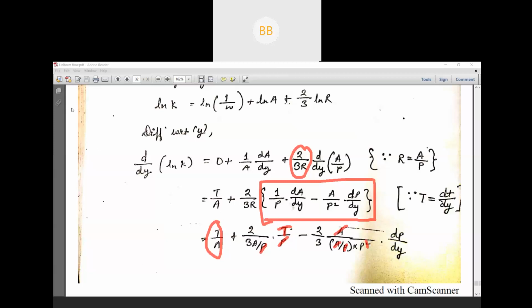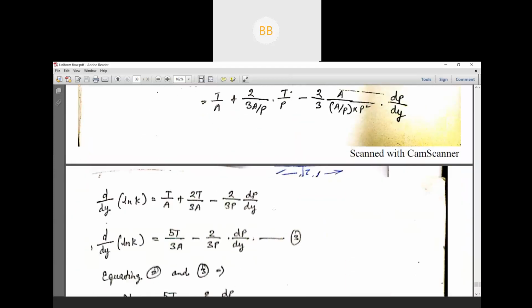Let's see what the next expression will be. This will be the same, left hand side t by A will be there, then this p will be cancelled out, and it will be left with 2t by 3A. Minus, this A is cancelled out, this square and this p will cancel out, so it will be left with 2 by 3p, 2 by 3p dp by dy.